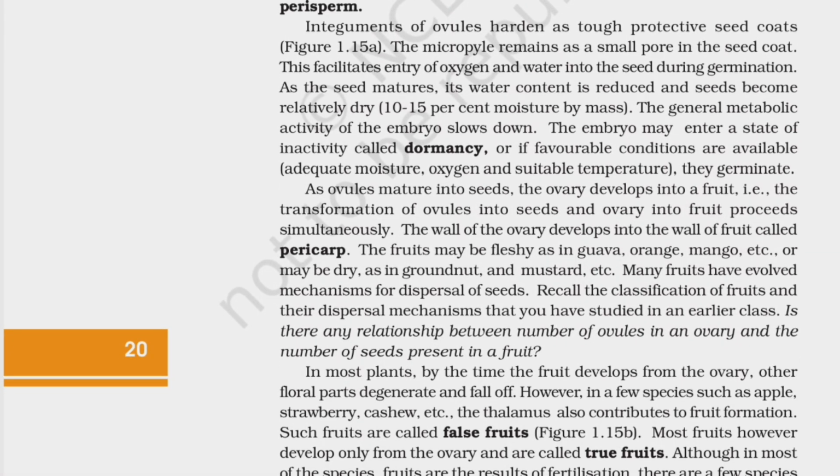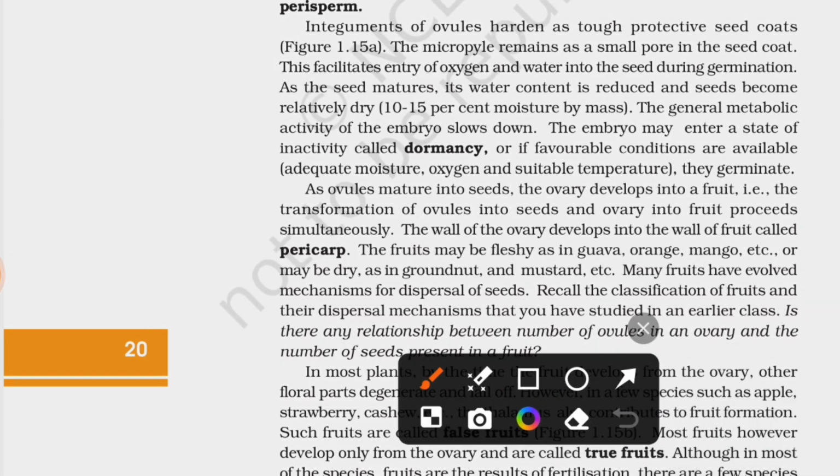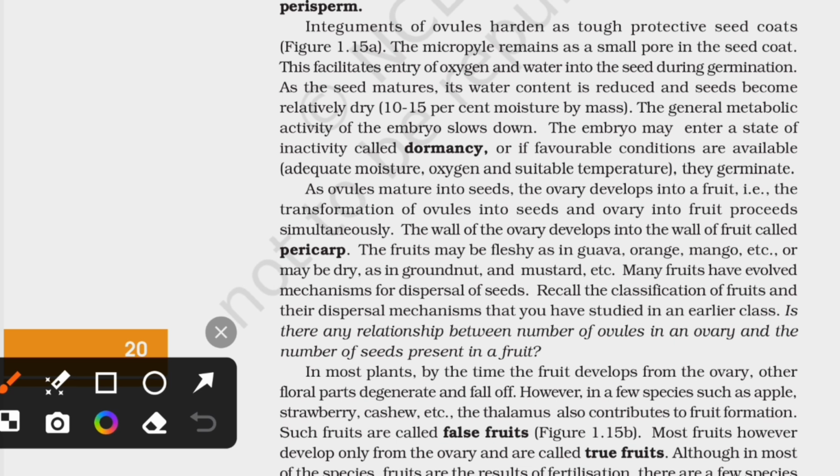The integument of the ovule hardens as a tough protective seed coat. The micropyle remains as a small pore in the seed coat. This facilitates entry of oxygen and water into the seed during germination. As the seed matures, its water content is reduced and the seed becomes relatively dry, 10 to 15% moisture by mass. The general metabolic activity of the embryo slows down.